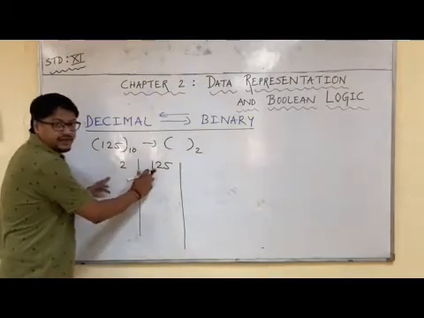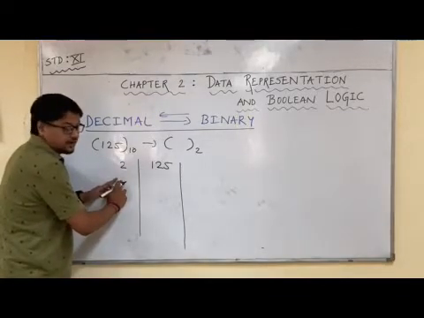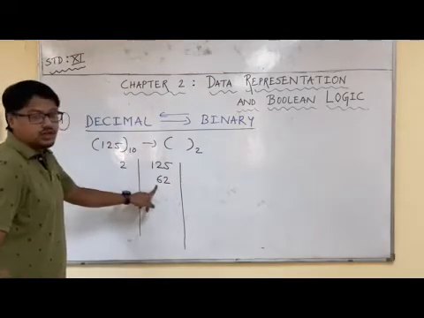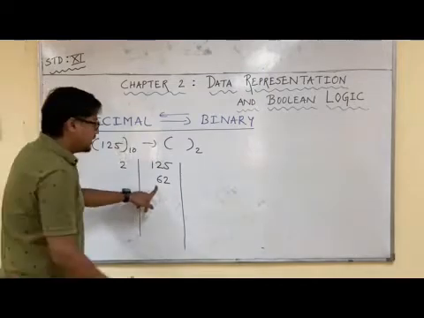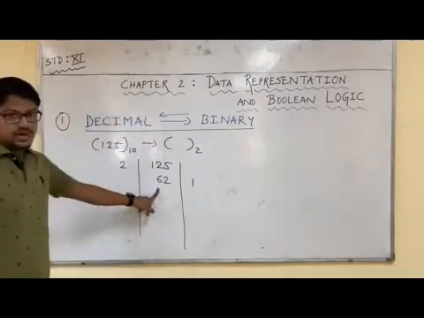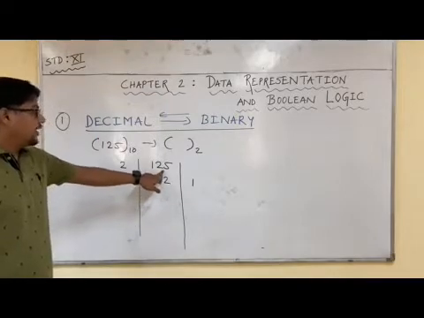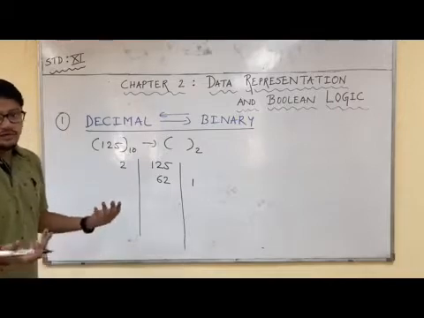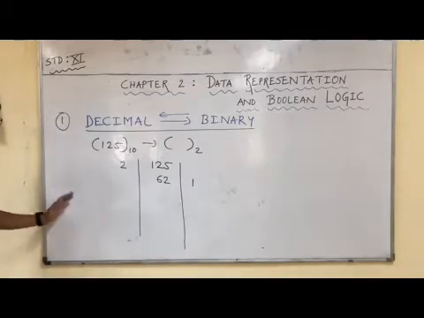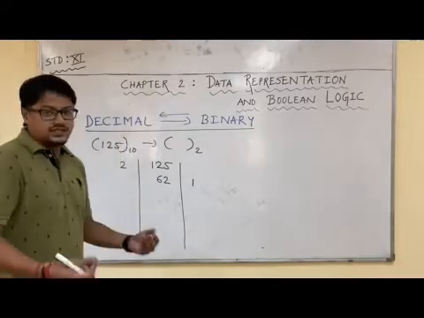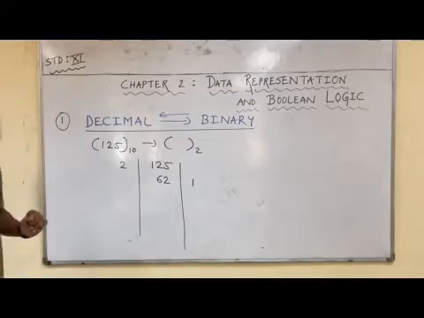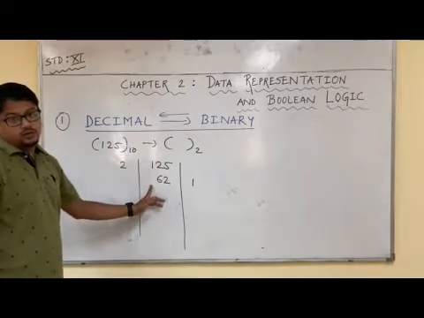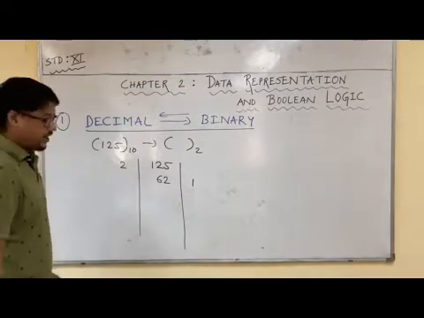Now 125 divided by 2. If your maths is fine, you can do it in rough also. The quotient will be 62, remainder will be 1. I hope you are clear. I again repeat, 125 divided by 2. You should be able to do it orally, and if not, you can do it in rough. So 125 divided by 2, quotient is 62 and remainder is 1.